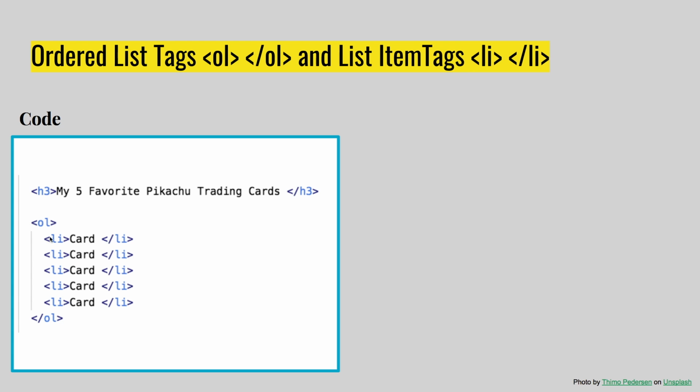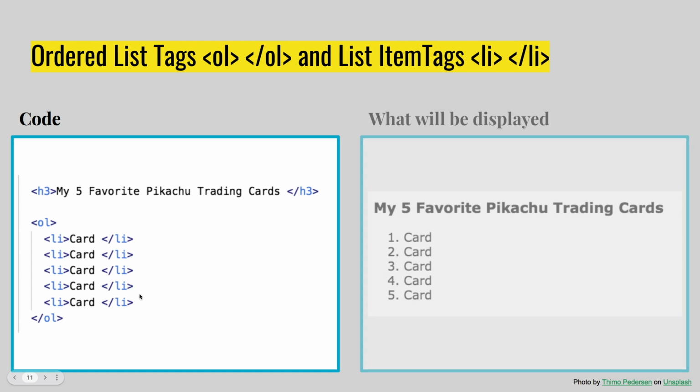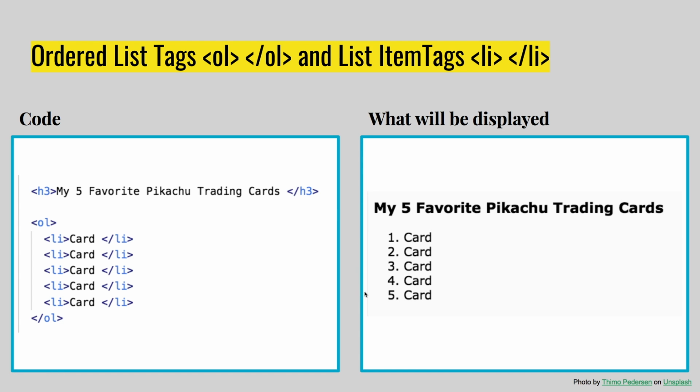And then I have my ordered list. So, and if this helps you remember, ordered list means you're going to display something that's actually showing an order. And these are your list items. Okay, so what this specific code is going to display is this right here. So, it's got my favorite Pikachu trading cards in an H3, and then there's actually an order of items, right? 1 through 5. So that's your ordered list tag with your list items.